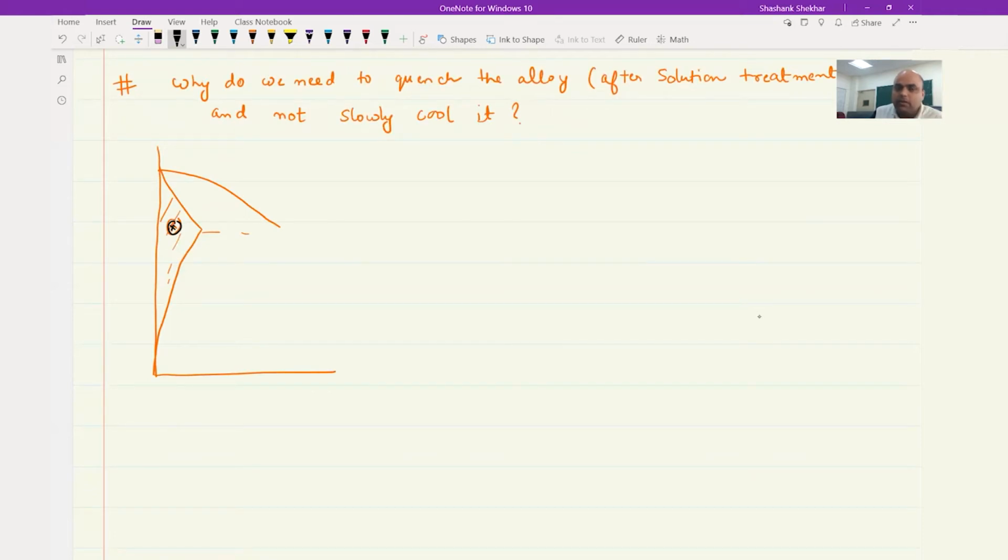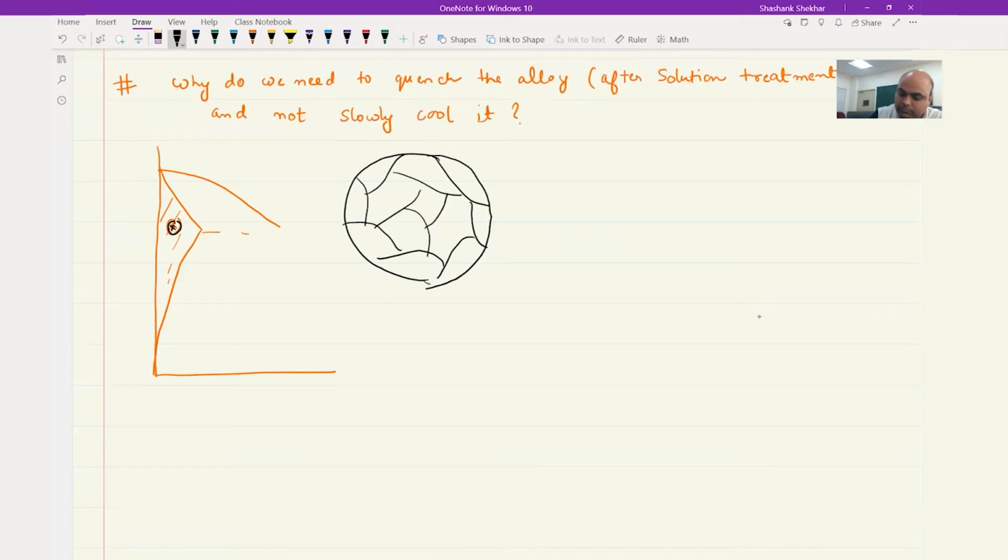Because you are spending a sufficient amount of time at high temperature while you're slowly cooling it. So what will happen if you see your microstructure after slowly cooling it? You have these grain boundaries. Since you are slowly cooling it, you are giving a sufficient amount of time for B atoms to come out from the alpha matrix, if this is alpha here.